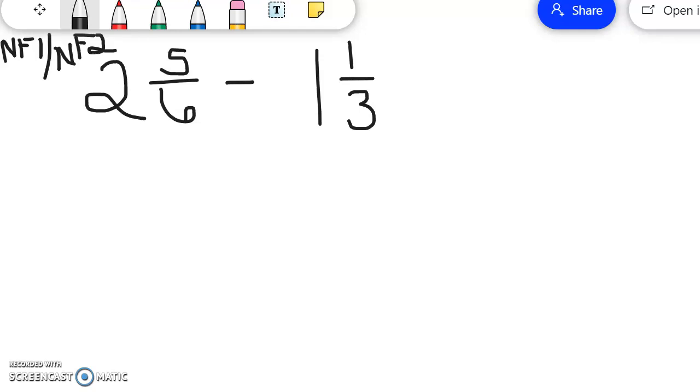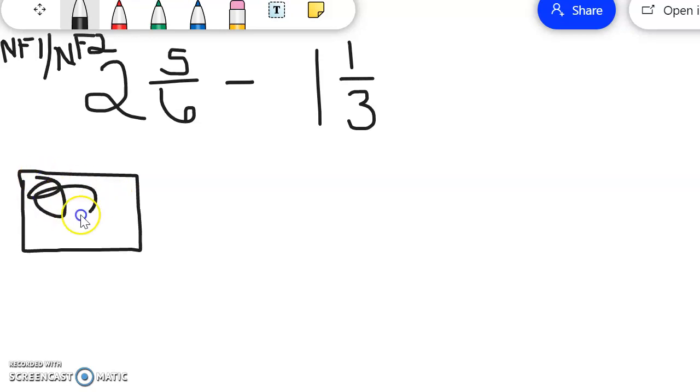So we have 2 and 5/6 subtract 1 and 1/3. I'm going to draw shapes this time. So to model 2 and 5/6, I need 2 holes shaded in.